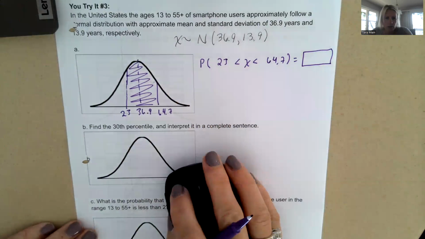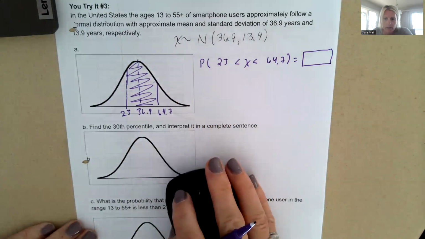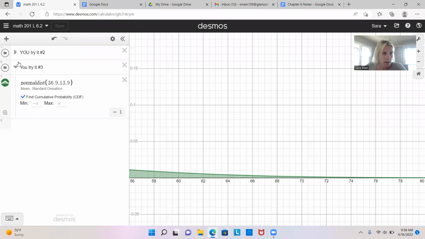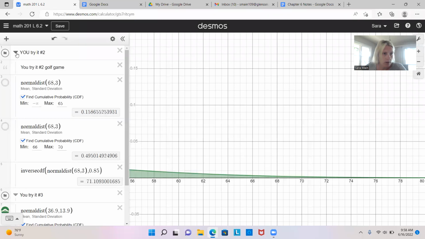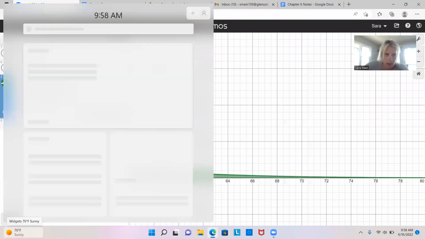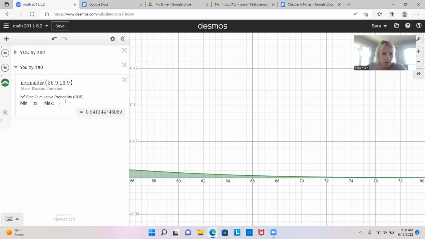So we're going to go to Desmos. The Desmos link for this lesson should be in the modules. You can always find that there. I created folders, so there's a folder for that one. We're under the folder for you try it number 3. And we are looking for between 23 and 64.7 years old.